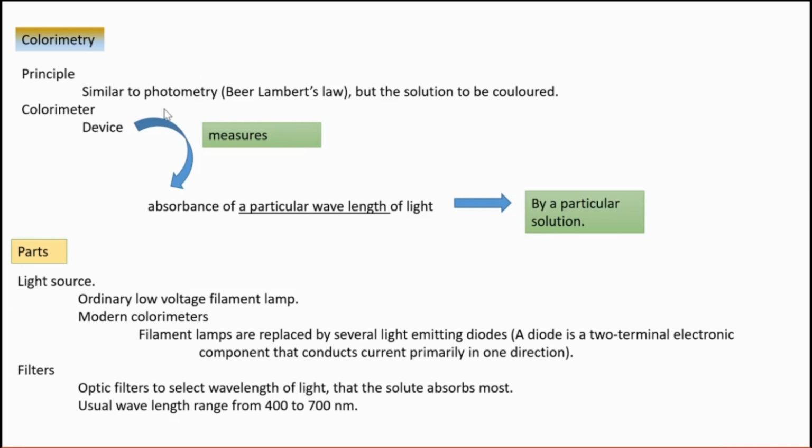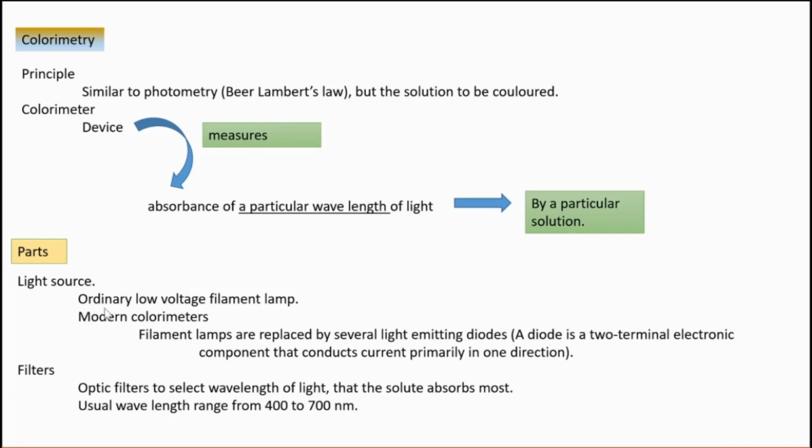Which are the important points? One point is it measures the absorptive ability of the solute component present in the solution with regard to a particular wavelength, and that solution should be colored. For photometry, that condition is not existing. But in colorimetry, as the name implies, the solution whose concentration we need to detect should be colored.